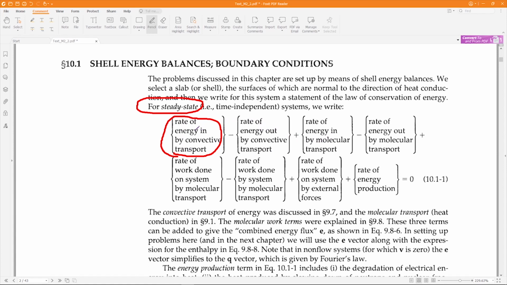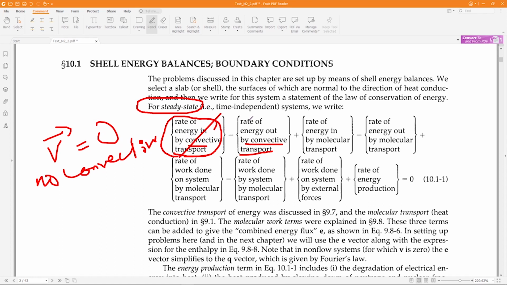So, rate of energy in minus rate of energy out by convective transport. If there is some flow of fluid, then only there will be convective transport. That means if there is a velocity of the fluid, then only there will be convective transport. If the velocity is zero, there will be no convective transport. So you can ignore these two if the velocity is zero. Then plus rate of energy in minus rate of energy out by molecular transport, that is by conduction.